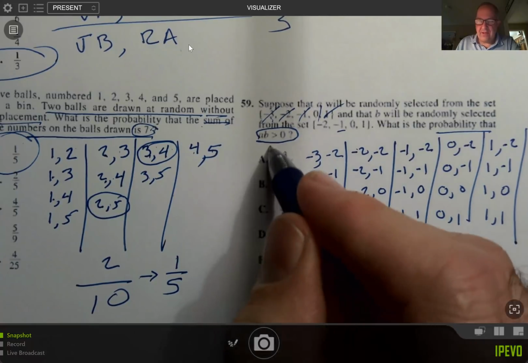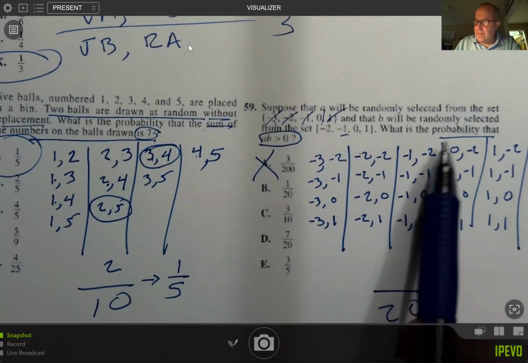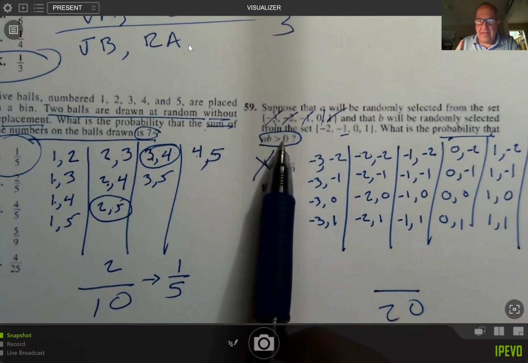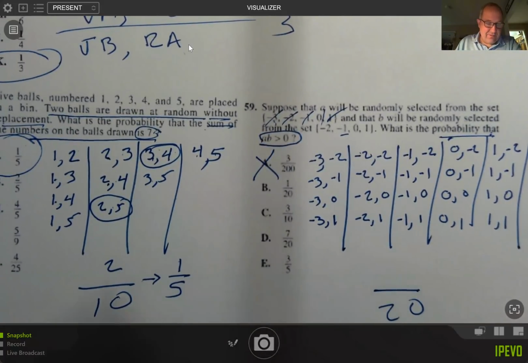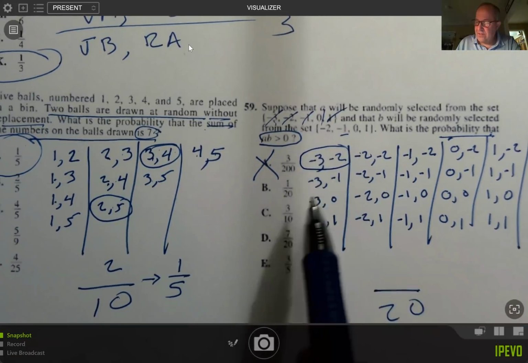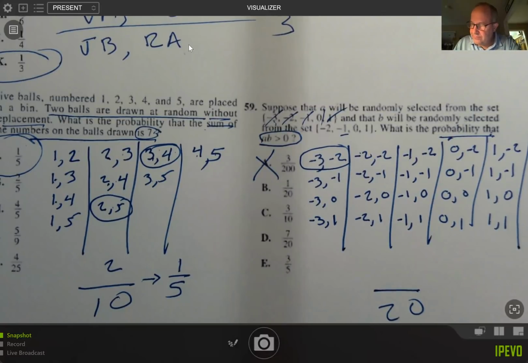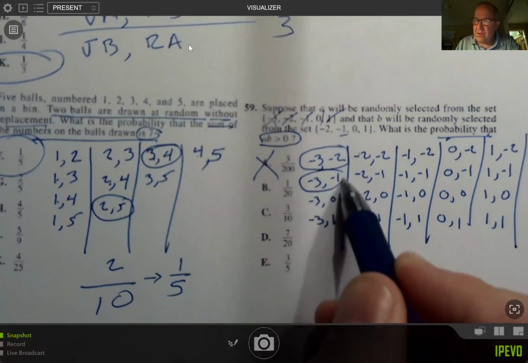Well, I know I can get rid of A. There's no way it's going to be out of 200. Now, they're telling us the probability that AB is greater than 0, so A times B. Well, that means a negative times a negative, right? Isn't a -3 times a -2? Isn't that going to be a positive number? See, I think we might have missed some of those.